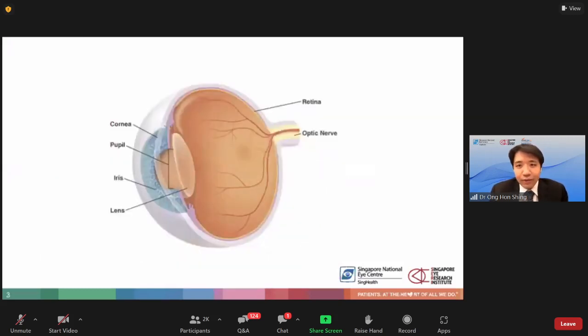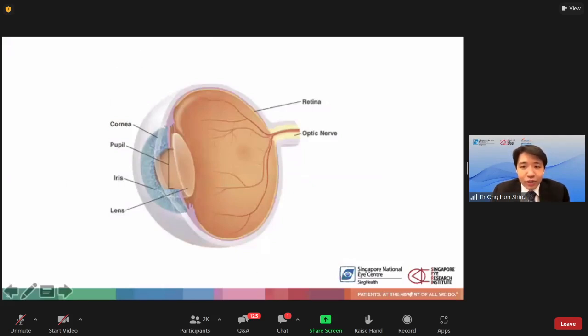Before we talk about red eyes and understand the different diseases that can cause red eyes, it's important to understand some of the important structures of the eyes which can account for eye redness. This is a simplified cross-sectional model of the eye. We've seen this in the previous talks. The majority of causes of red eyes are due to problems in the front structures of the eye.